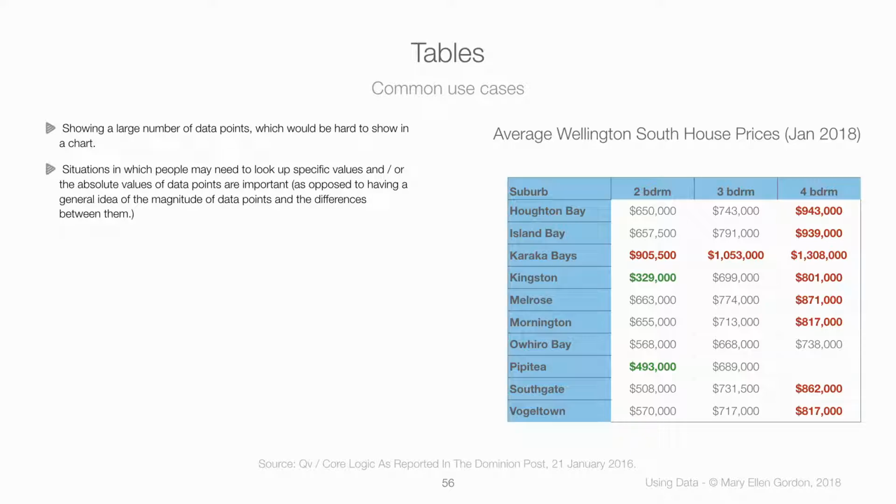So for example, if you're looking for a house in Wellington in a specific suburb, it might be really important to know exactly what is the median selling price or the average selling price in that suburb for the size, house, and location that you want, because it might help influence your offer, whereas just seeing which suburbs are more or less expensive might not be that helpful to you.